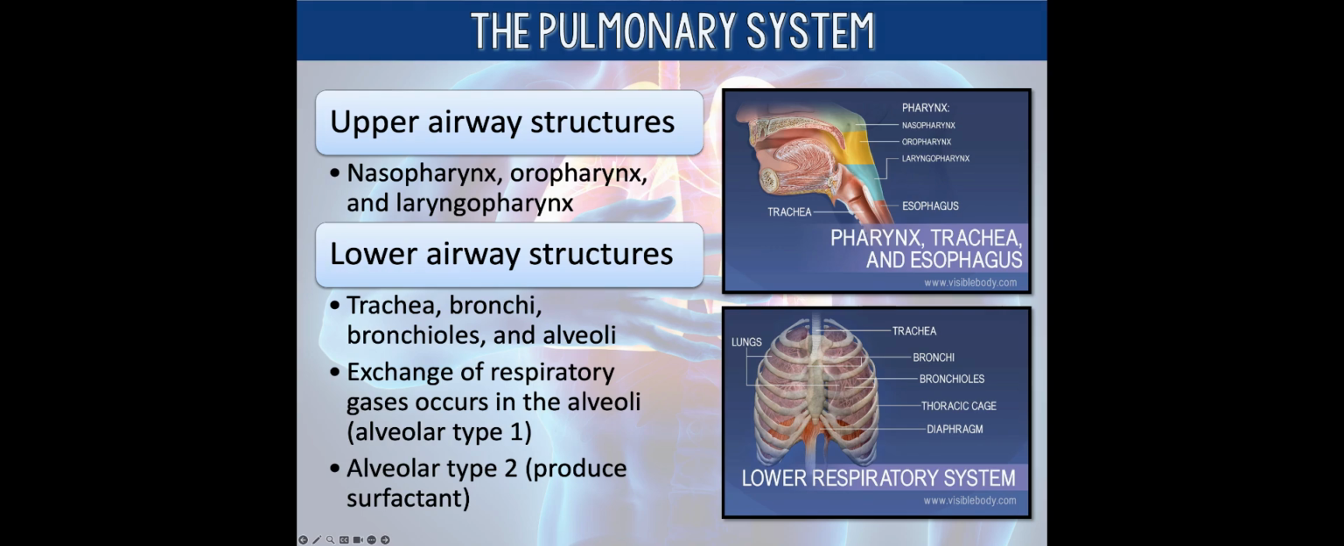So type 1 alveoli is the one that's responsible for respiratory gases, and type 2 are the ones that produce surfactant.